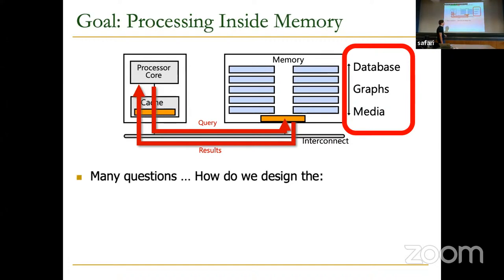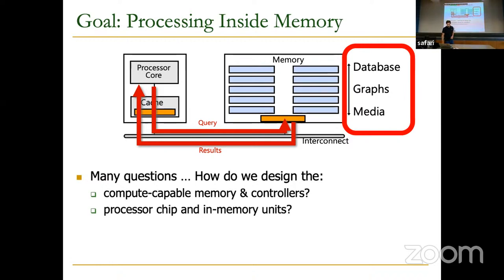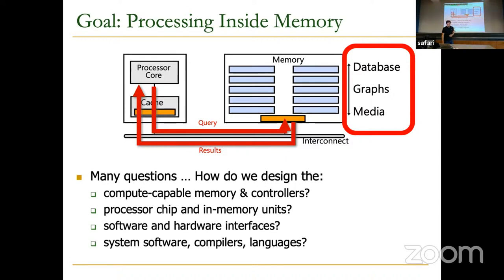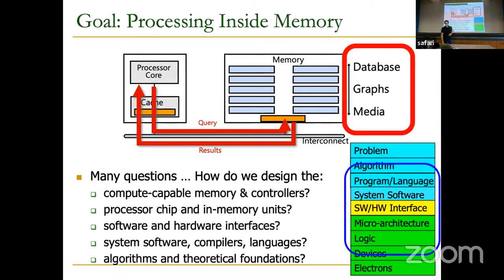That's why we do research on these topics. For example, how should we design the compute capable memory and the memory controllers, how to design the processor chip and the in-memory units, the processors themselves that we put there in memory, hardware and software interfaces, system software, compiler, languages, algorithms, and many more. So it's something that spans the whole stack in some sense.